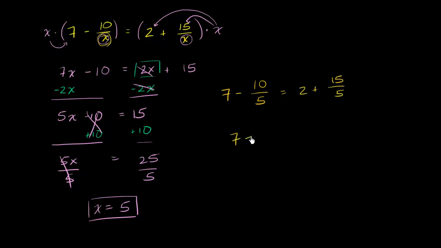So this is 7 minus 10 over 5. This is just 2. Needs to be equal to 2 plus 15 over 5, which is just 3. So 2 plus 3. 7 minus 2 is 5. 2 plus 3 is 5. 5 is indeed equal to 5. And we are done.